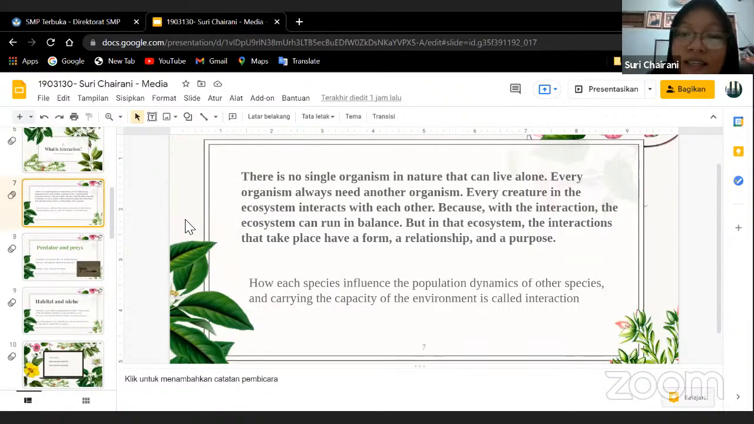There is no single organism in nature that can live alone. Every organism always needs another organism. Not only that, every single organism also needs its environment to live. Every creature in the ecosystem interacts with each other, because with interaction the ecosystem can run in balance. In that ecosystem, the interaction that takes place has a form, a relationship, and a purpose.